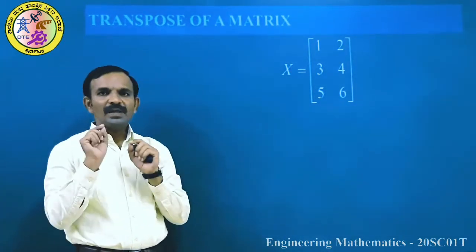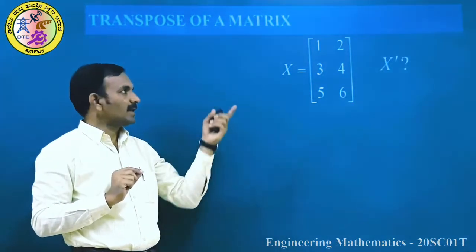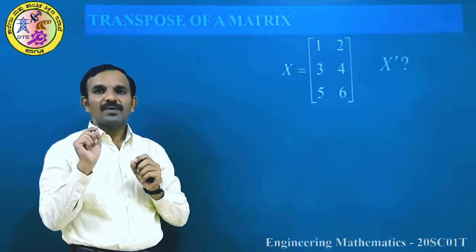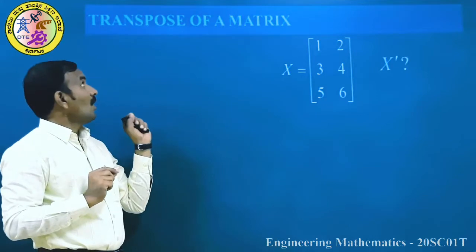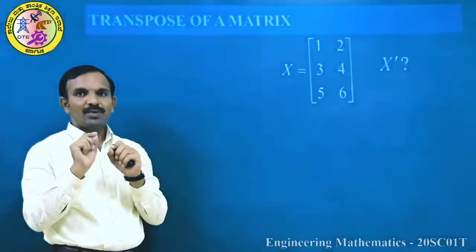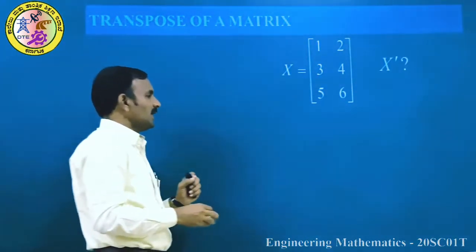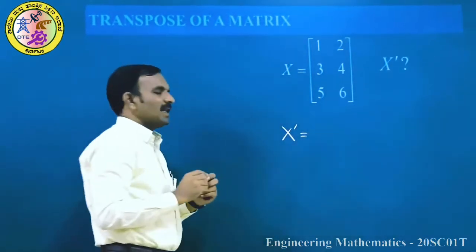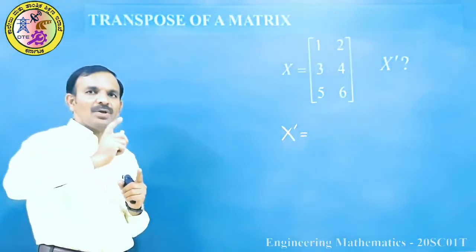Now, the transpose of a matrix is denoted by a dash symbol, like this, x dash, or in place of the dash sometimes they use capital T, x power T. Now, how to find the transpose of a matrix? For the transpose of a matrix, you have to change rows into columns or columns into rows. For example, x dash means it is the transpose of x.